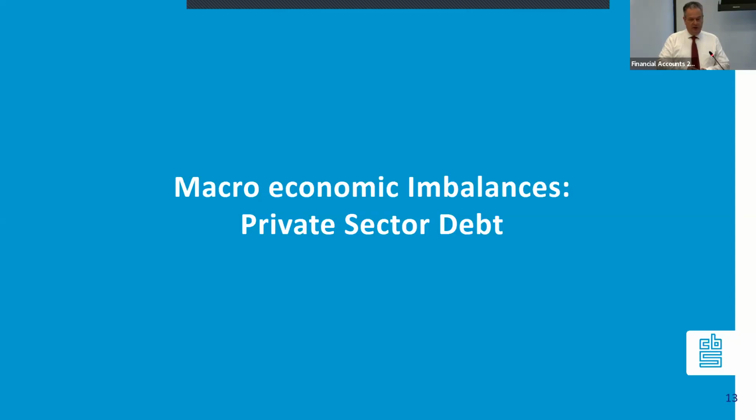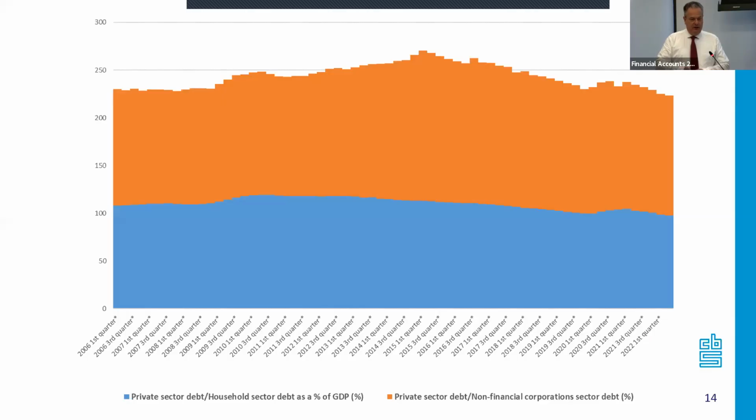Then we have the macroeconomic imbalance procedure, where one of the indicators where the Netherlands is always in the red is the private sector debt. And of course, the private sector debt has two components. The first one is the households, that's the blue in this graph. And the second one is the financial corporations and the non-financial corporations. I think, John, the threshold is 200, I always forget. Yeah, and you see that the Netherlands is constantly above that line.